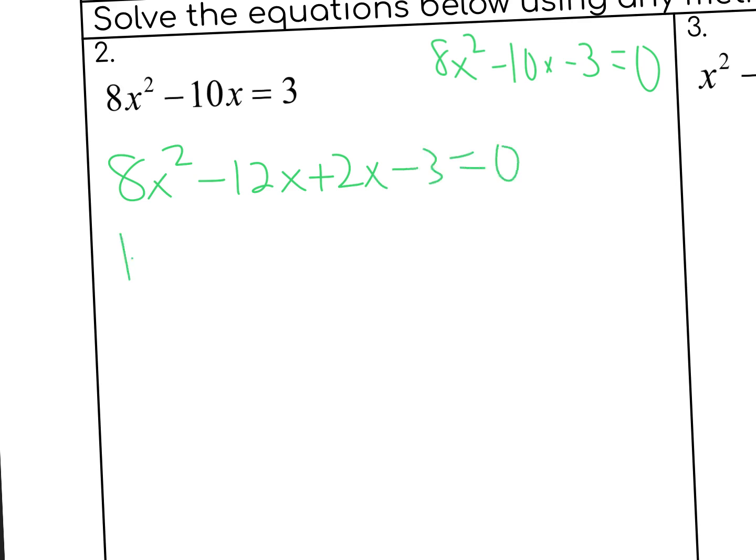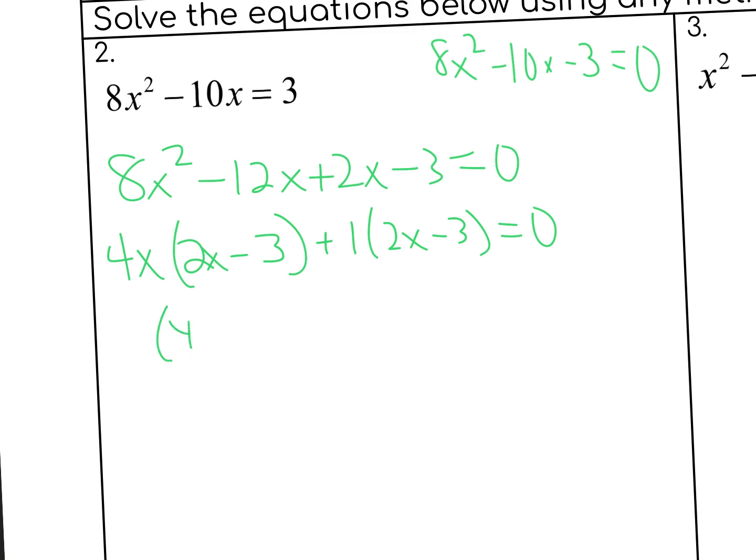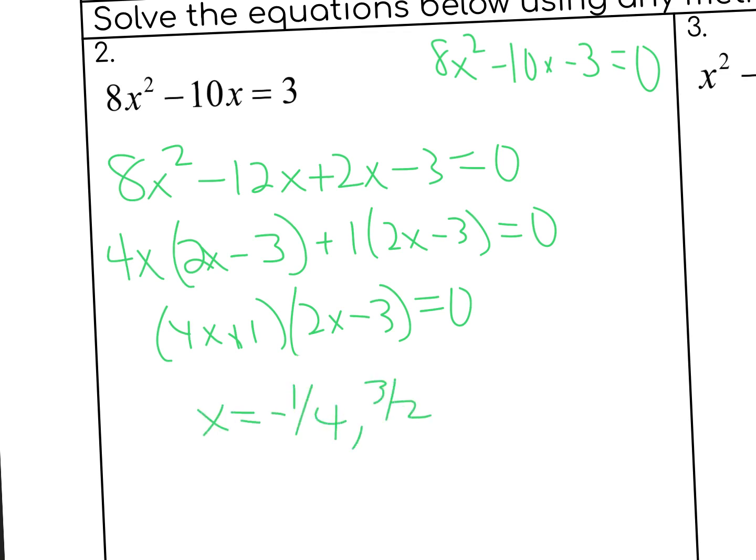So factor out a 4x. You get x minus 3. Try 2x minus 3, silly goose. And then I already have 2x minus 3, so I put a 1 here to make myself feel better. So that's going to be 4x plus 1, 2x minus 3. The zeros of that are going to be negative 1/4 and positive 3/2.